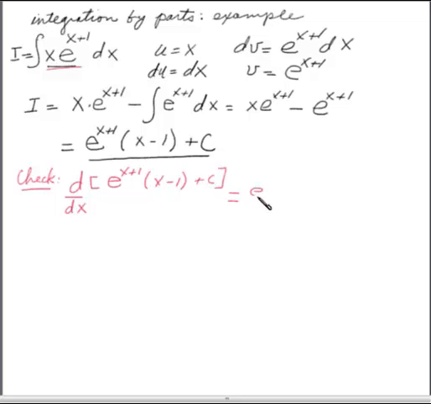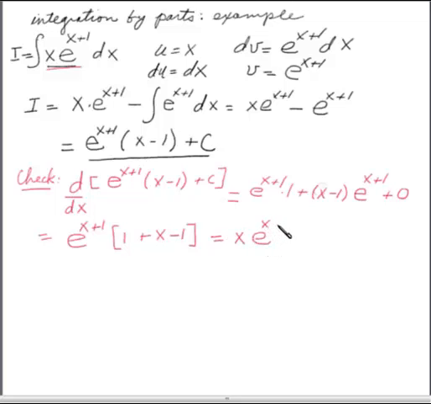So it's the first, e to the x plus 1, times the derivative of the second, which would just be 1, plus the second, x minus 1, times the derivative of the first, and that would be e to the x plus 1, and then plus 0 for the constant, equals, alright, let's see what we can do here to kind of clean this up. I can factor out an e to the x plus 1, and I'm left with a 1 plus x minus 1, and that's a 1 and a minus 1, so this is x e to the x plus 1. Is that what I expected? It is, and so the check is okay.